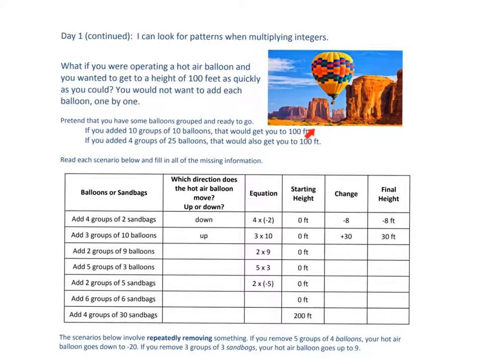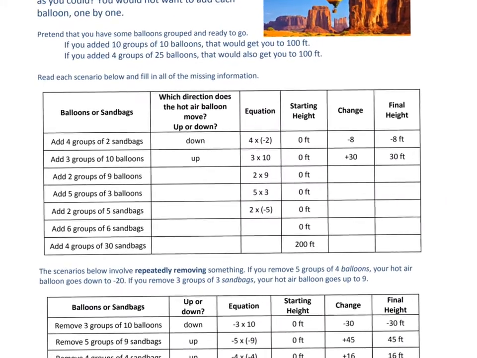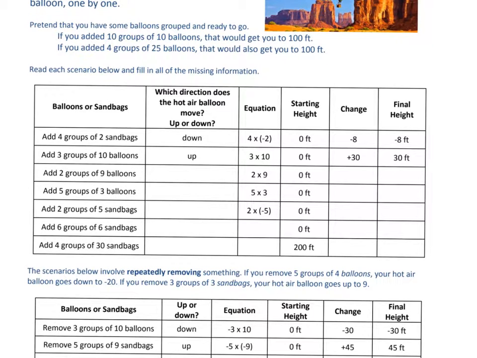Boom. Some students in class said, well, could we add 2 groups of 50 balloons to get to 100? Yes, it would be a little bit slower. So what we're doing here is we're going to read scenarios and fill in the missing information in our chart. We'll just do a few of them together. Especially if you were gone, this will help you. All right, so let's start here.